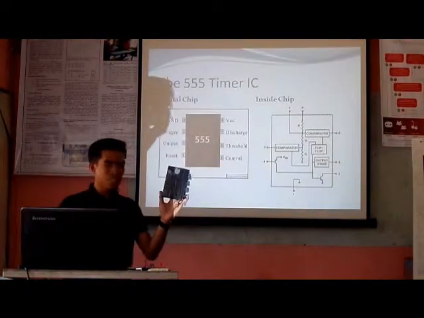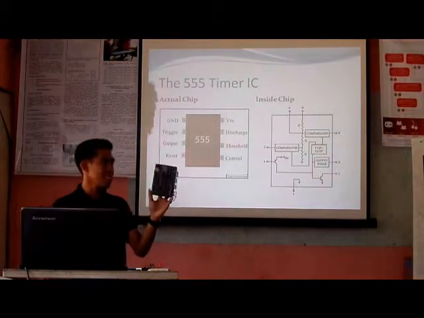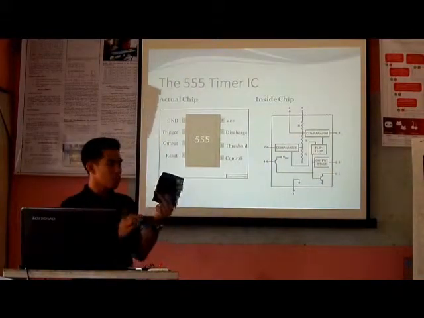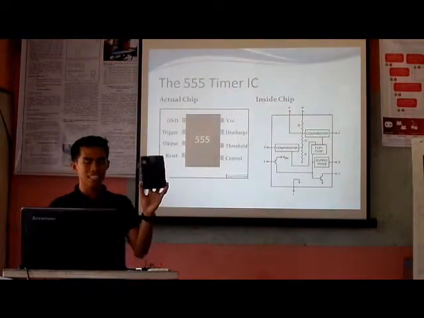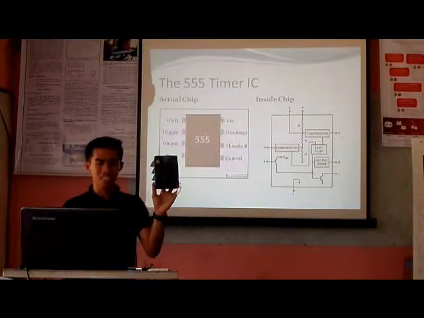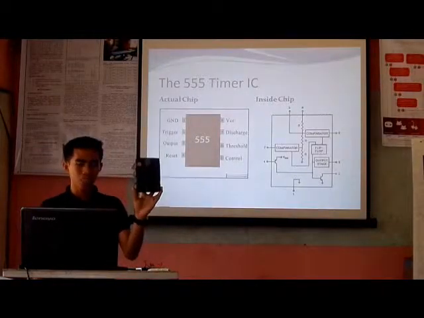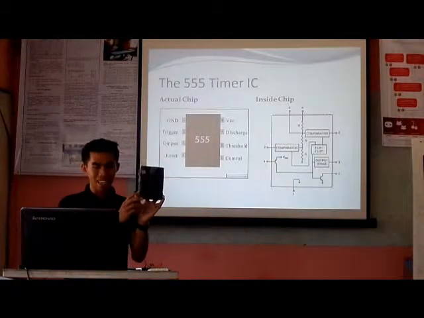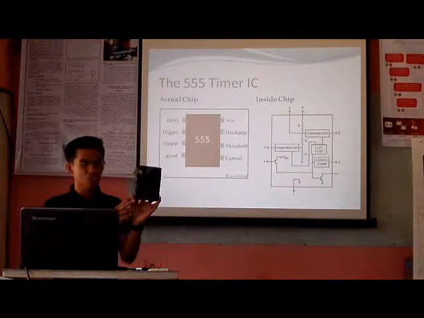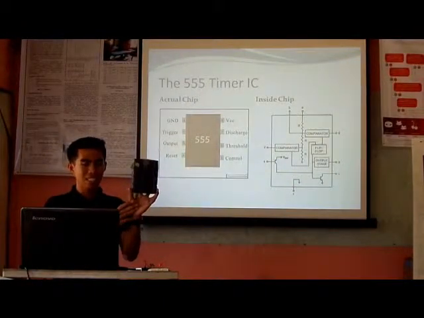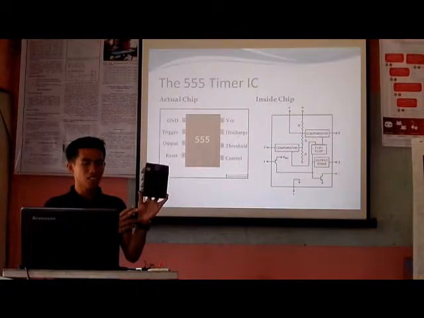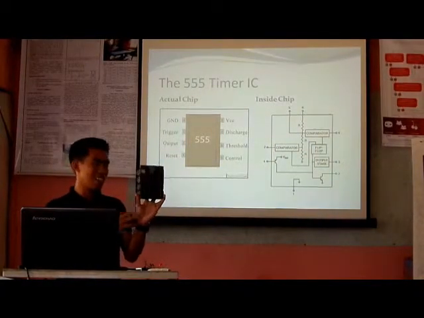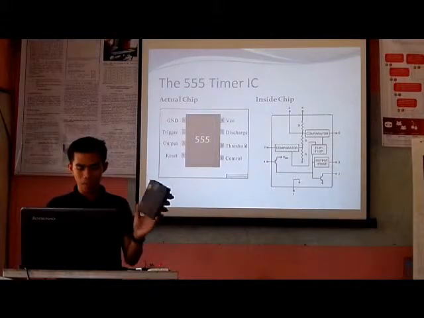So this is the actual model of the 555 timer IC, wherein it is composed of an 8-pin terminal. The first pin is ground, the second one is trigger, the third one is output, the fourth is reset, the fifth one is control voltage, the sixth is threshold, number 7 is discharge, and number 8 is VCC or voltage supply.